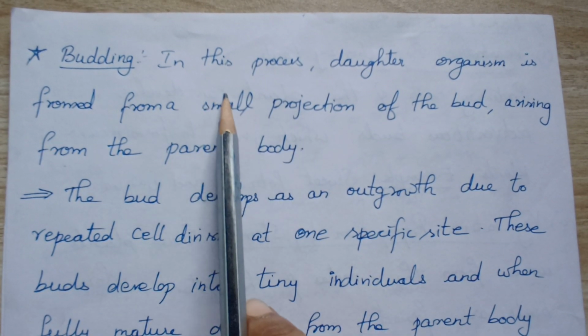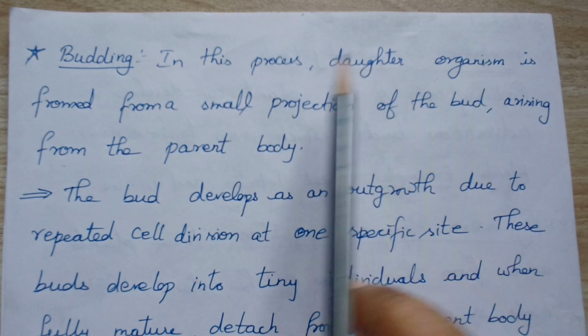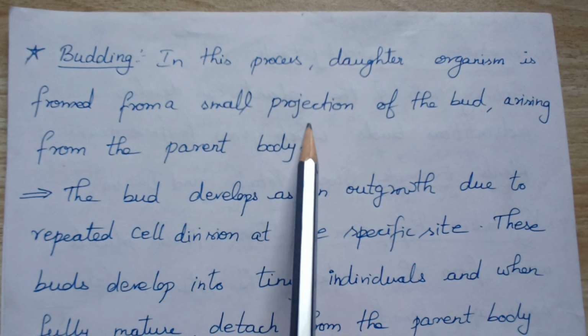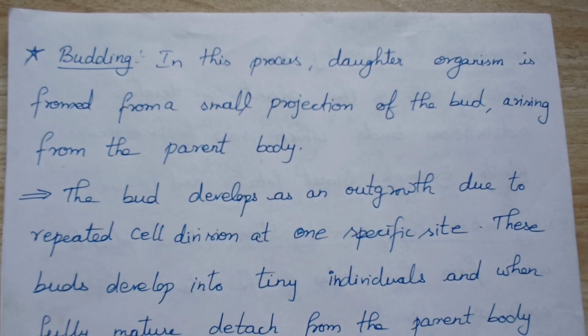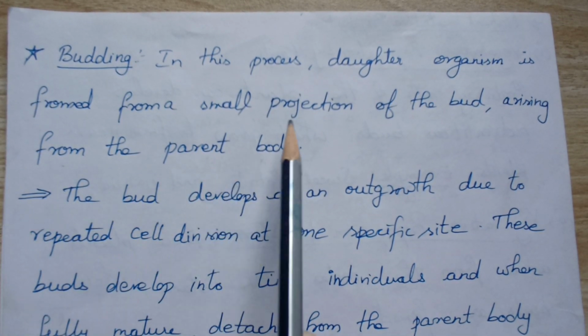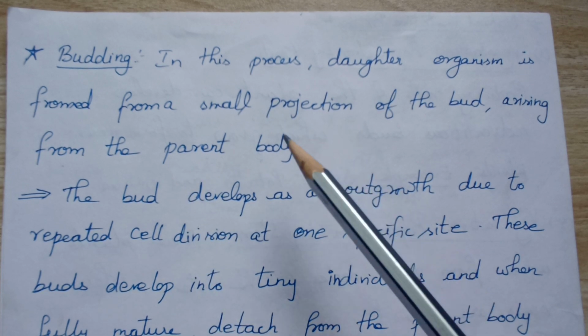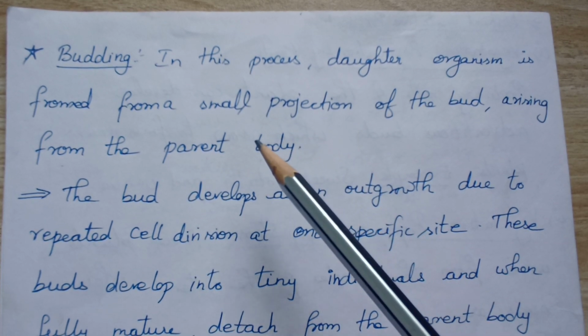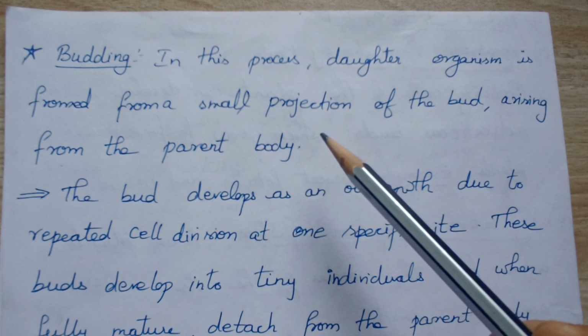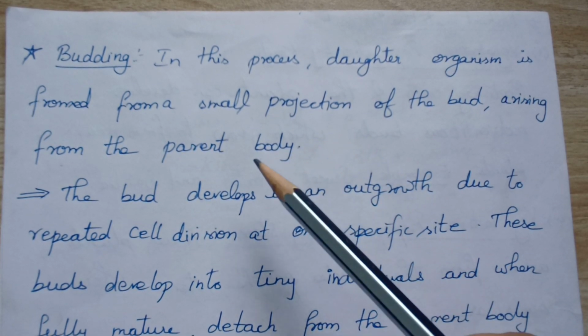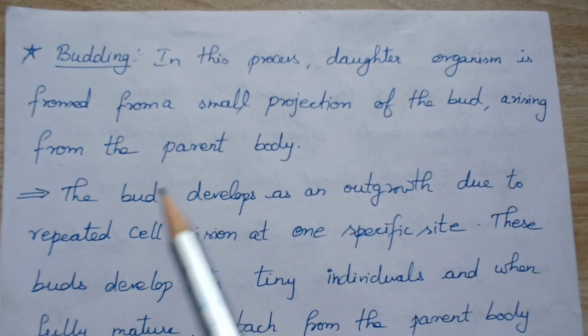It is a type of asexual reproduction in which the daughter organism is formed from a small projection, the bud, arising from the parent body. Okay, a small projection will be raised from the parent body that will grow as a new individual. Once it has grown enough, it will be detached from the parent plant, then grows as an individual plant.